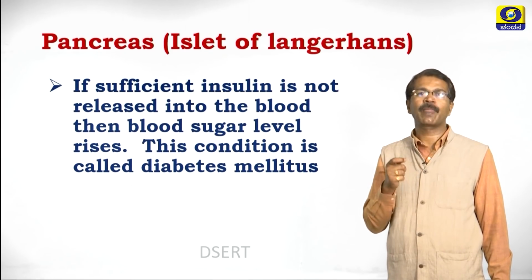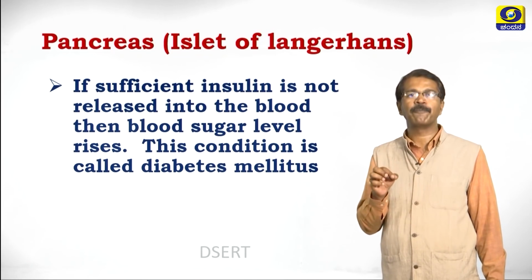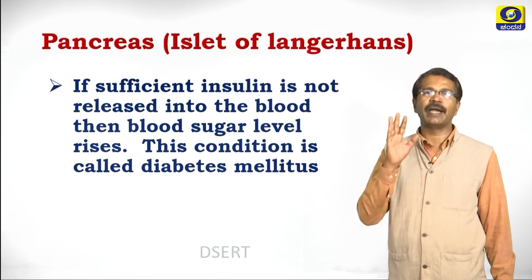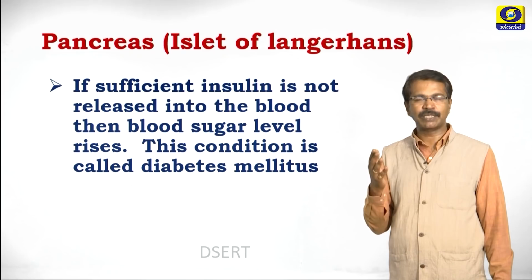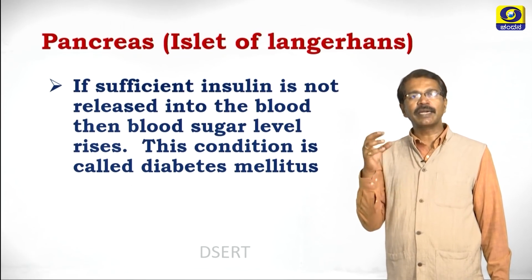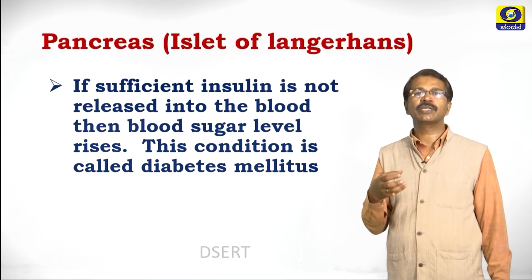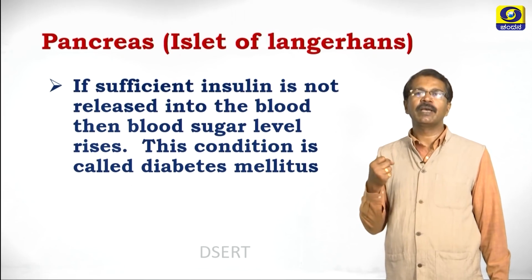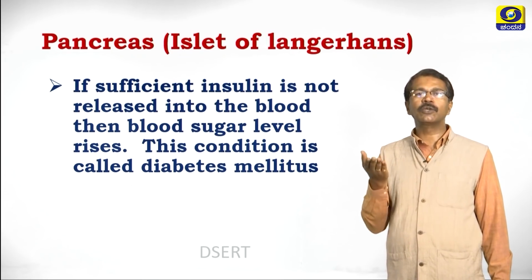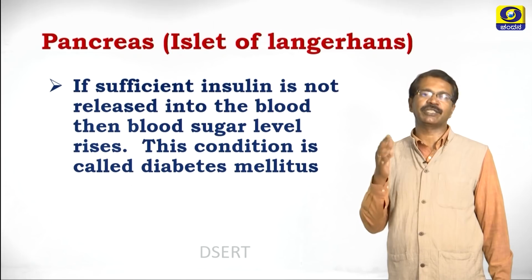This happens when insufficient insulin is released by the pancreas into the blood. Usually in middle-aged or above middle-aged persons, though not in all people, that depends on lifestyle, the pancreas is not able to produce a sufficient amount of insulin. Then it cannot control the blood glucose level. Such a condition is called diabetes mellitus.